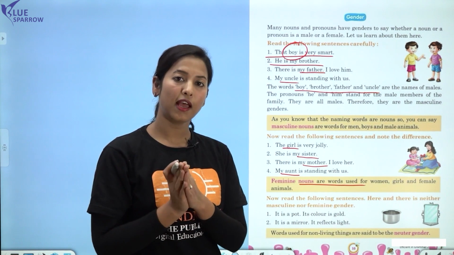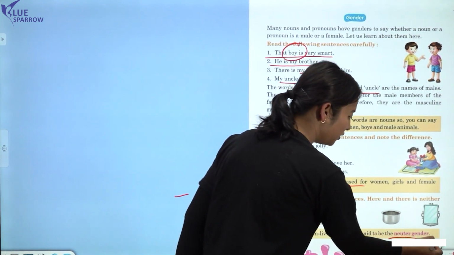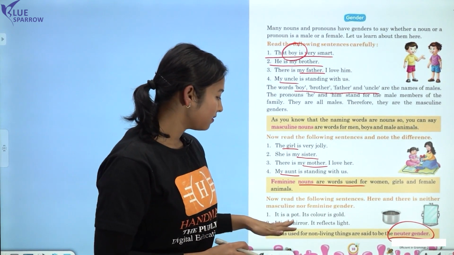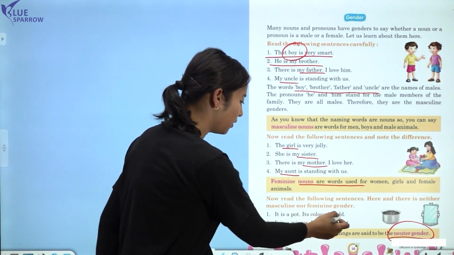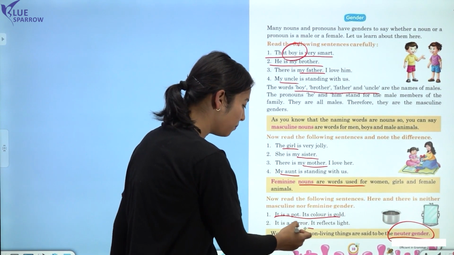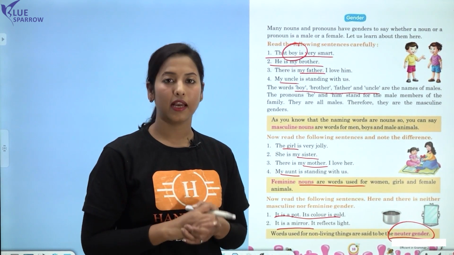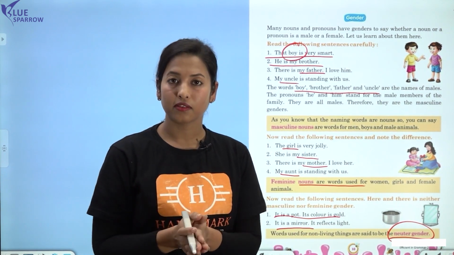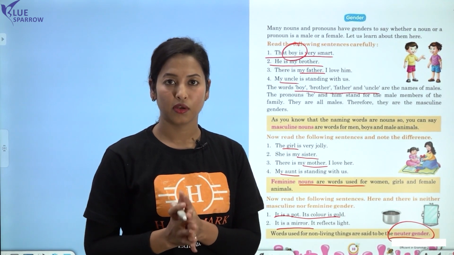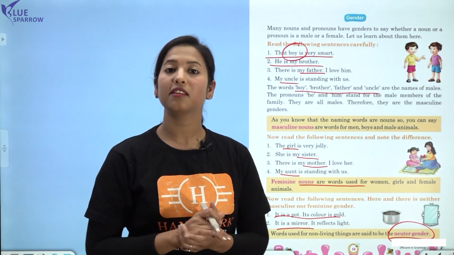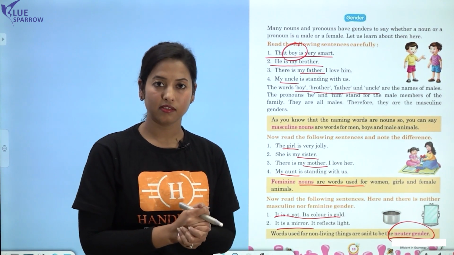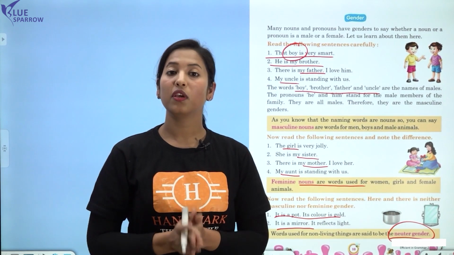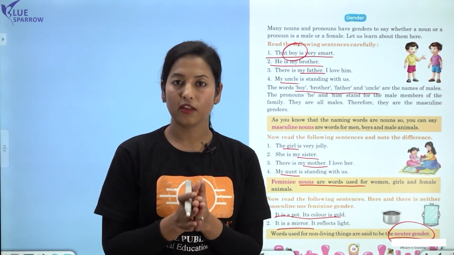So, here we have a third gender, that is neuter gender. Let's see the examples first. It is a pot. Its color is gold. This is a mirror. It reflects light. So, the mirror and the pot are things. These are non-living things. So, the gender that specifies non-living things. Non-living things means the things without life. So, we use neuter gender for non-living things.